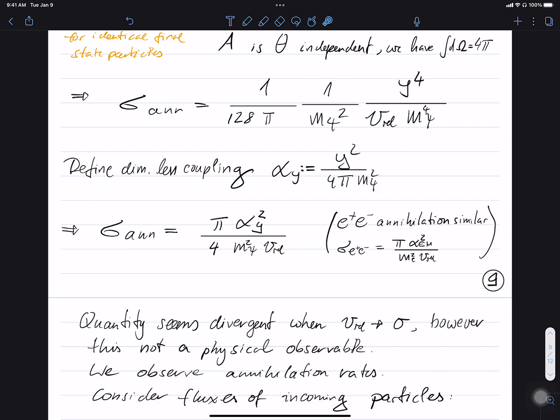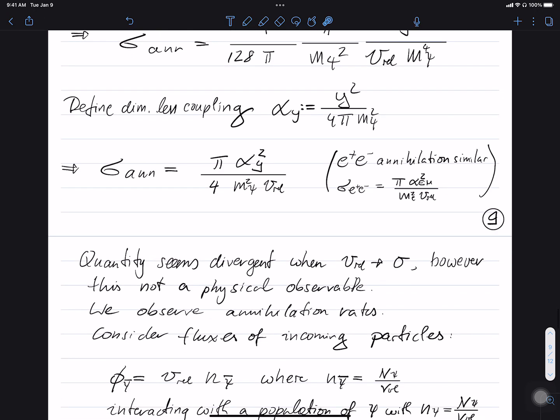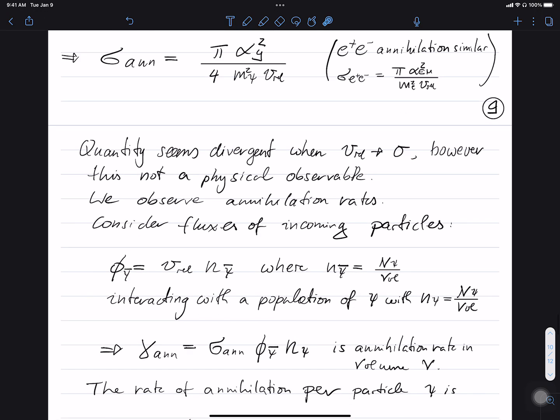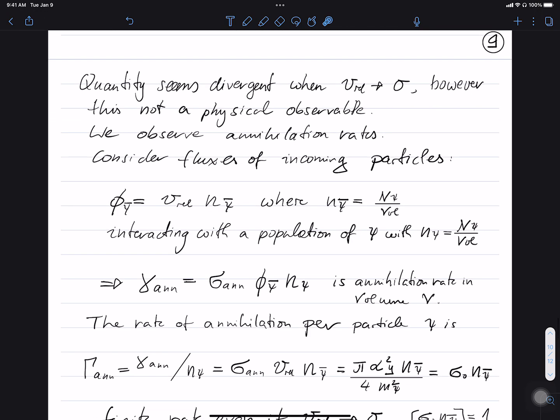And it's very similar to the annihilation of the plus or minus, which has a factor of 4 larger. Otherwise, it looks the same from the structure. Now, it's interesting that it seems divergent when the relative velocity goes to 0. However, this is not a physical observable yet, really. What we observe are the annihilation rates.